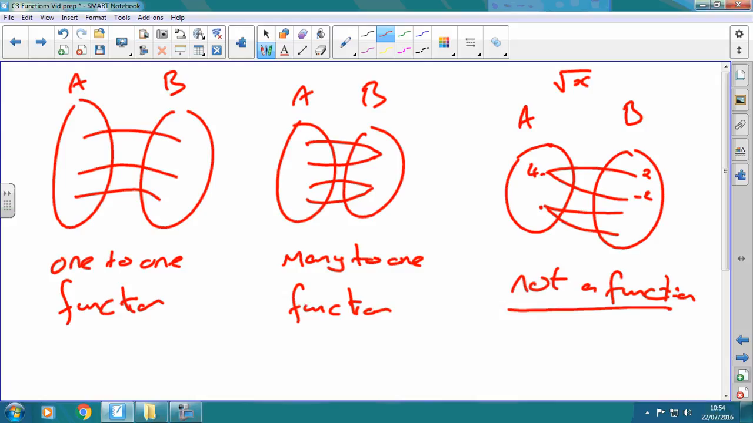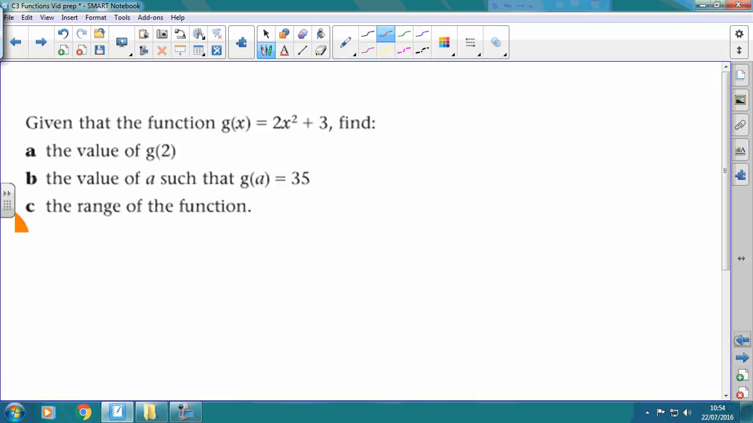This is not a function because you've got an element there mapping to two different elements. That is not a function. Okay, and again, that is worth noting down and worth remembering. Okay, so let's have a look at this one.